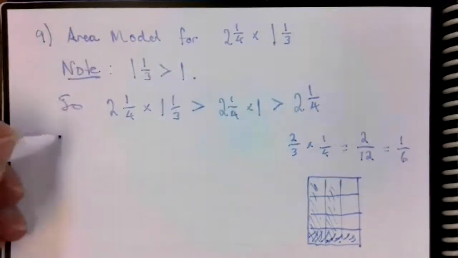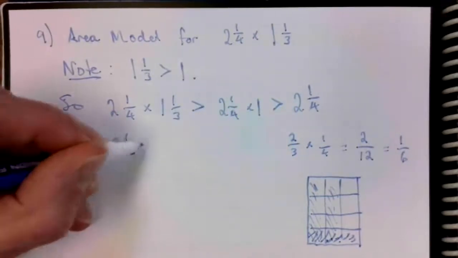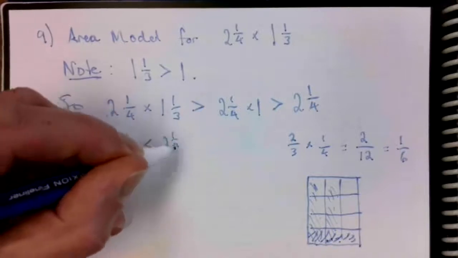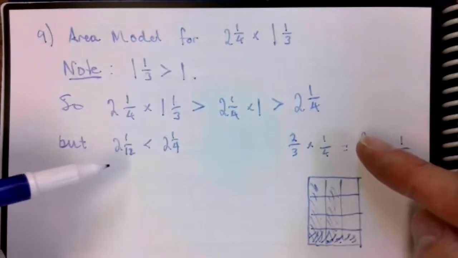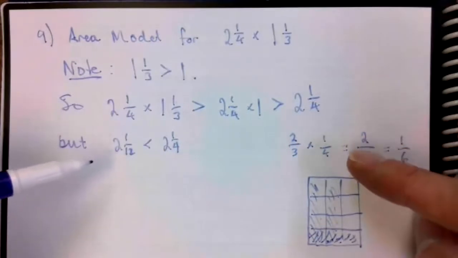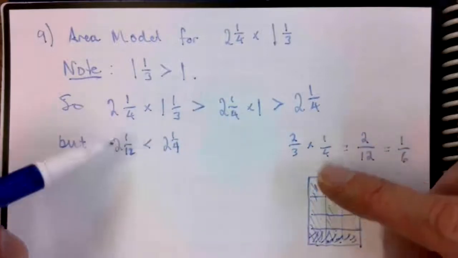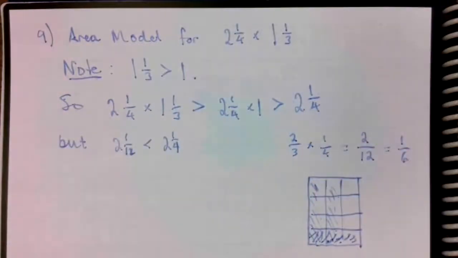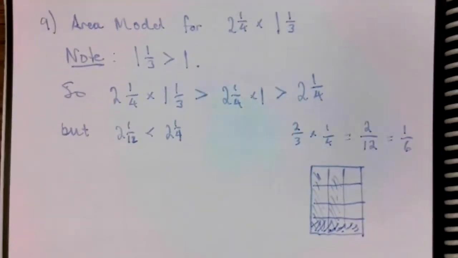Okay, so 2 1/12 is less than 2 1/4. So that's one way to show that student, hey, your answer isn't doing the job that it's supposed to do. The answer that we get should be more than what we started with. Okay.